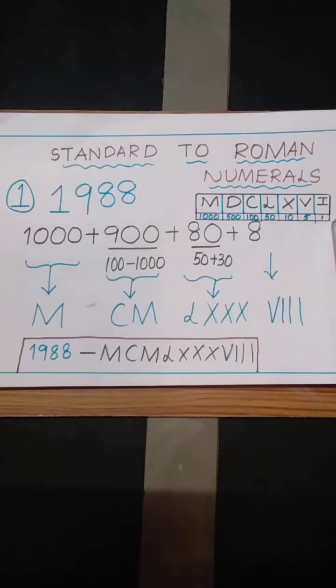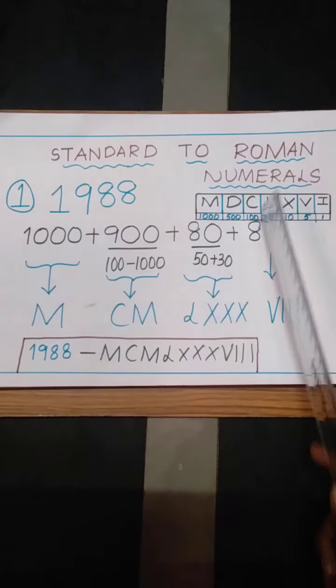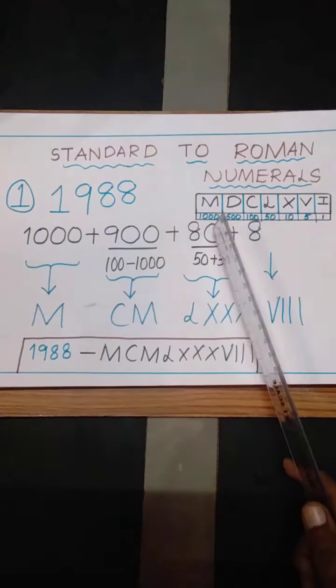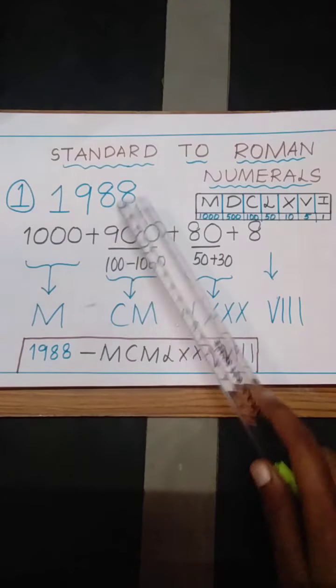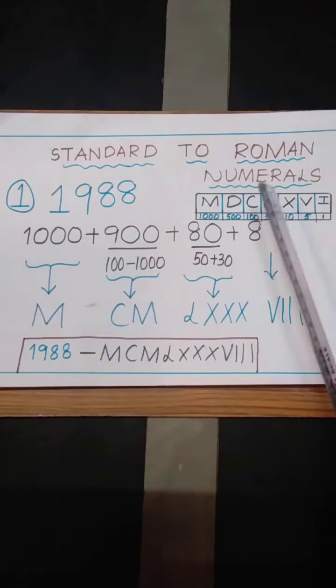For I, the value is 1. For V, the value is 5. For X, the value is 10. For L, 50; C, 100; D, 500; and M, 1000. So first we'll learn how to convert standard to a Roman numeral.